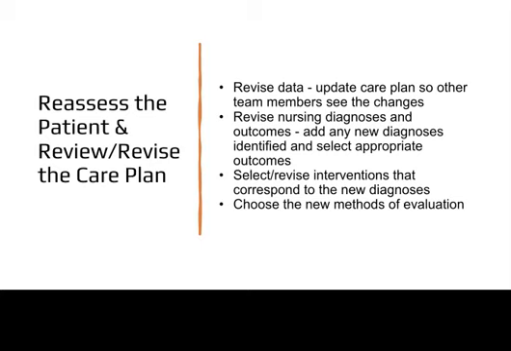So say, for example, you thought the patient was hurting and your diagnosis was acute pain, and then you realize it's more anxiety and not pain, then you have to change your nursing diagnosis. And if you change your nursing diagnosis, whatever outcomes and interventions you planned will change along with the nursing diagnoses. Then choose the new methods of evaluation. Then you have to decide, okay, how will I evaluate this?